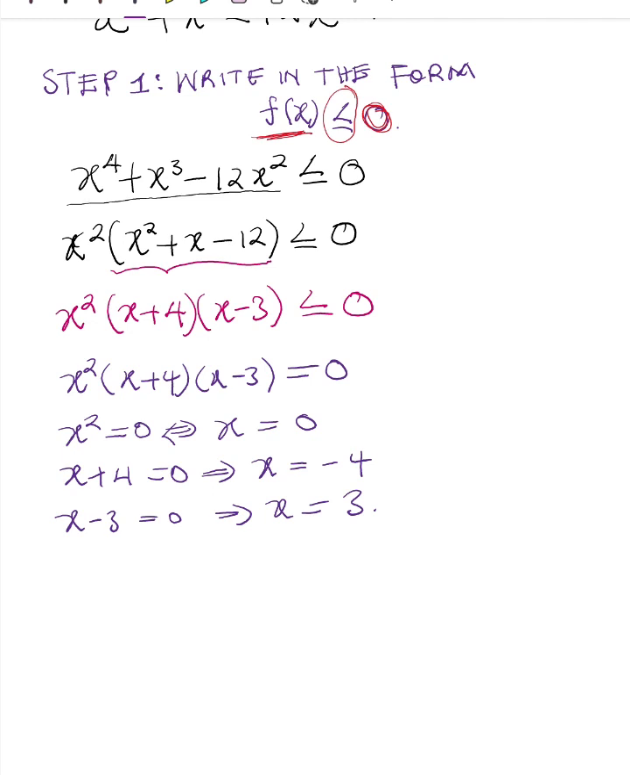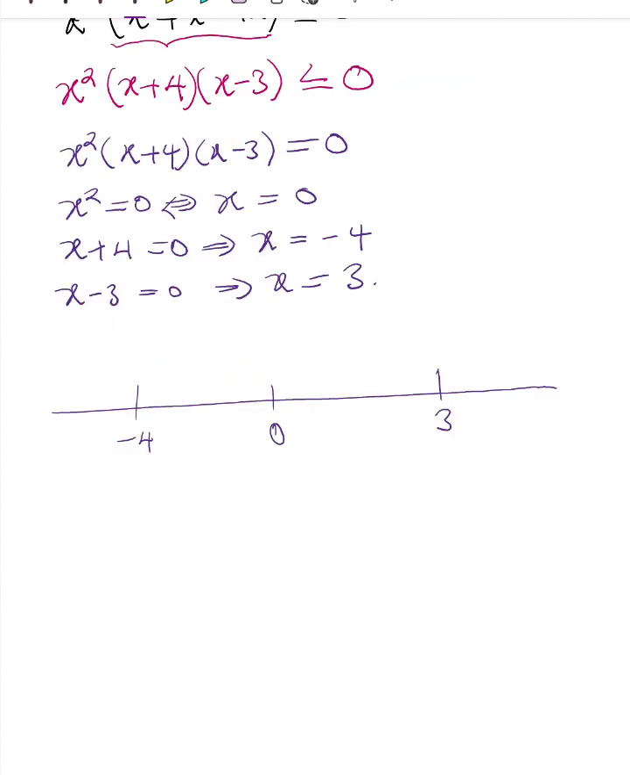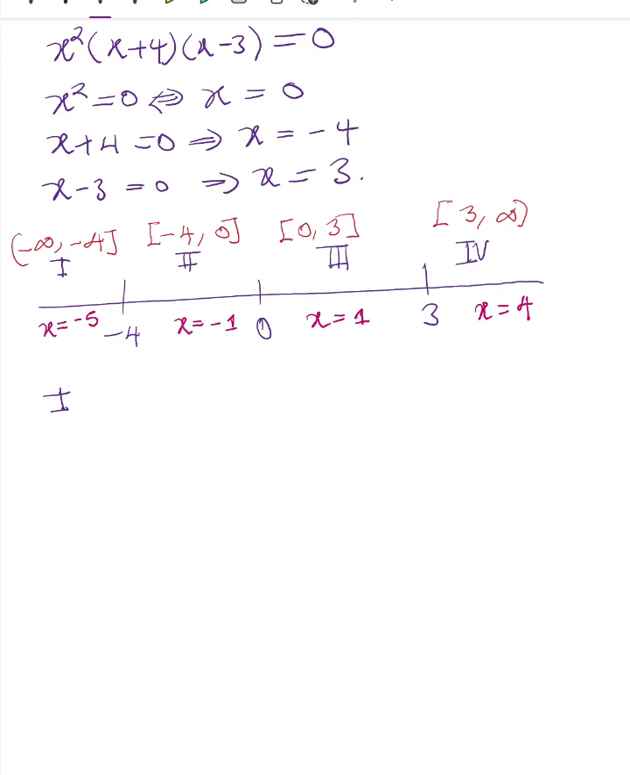So we are going to put them on a number line as follows. Now, we want to find out the sign of this polynomial in this region. So we are going to call this region 1. So the possible solutions are negative infinity to negative 4, negative 4 to 0, and 0 to 3, and 3 to positive infinity. So in each of the regions, we are going to pick a value, negative 5, and so forth, and see the sign. Let us go ahead and do that.